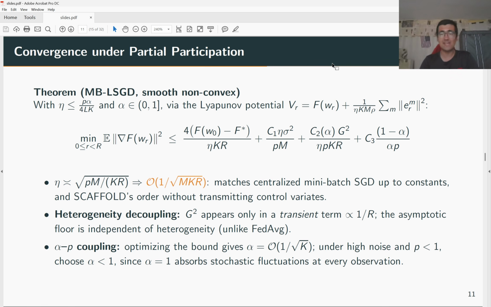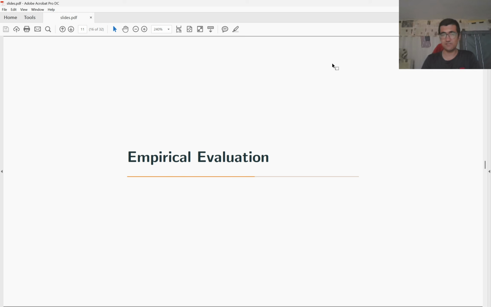And third, the alpha p coupling gives the concrete tuning advice. Optimizing the bound suggests alpha on the order of 1 over square root of K, and in particular under high noise and sparse participation you want alpha strictly below 1. With alpha equal to 1, the buffer swallows the stochastic noise of every single observation. Keep this in mind, because it will explain what we see in the ablations.